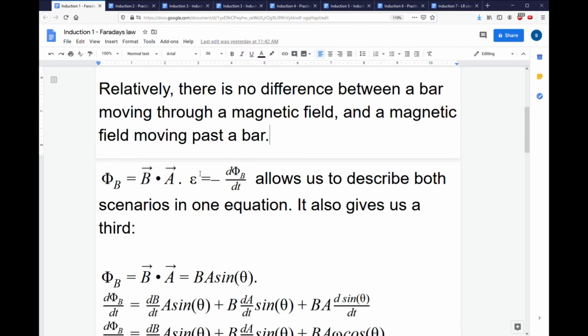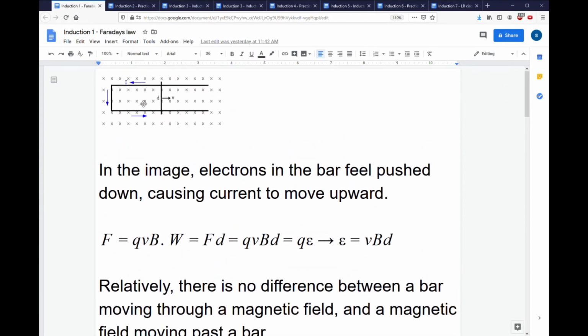And with a bit of math, we can see that the electromotive force is equal to the derivative of this magnetic flux with respect to time. There's a negative sign. I'll get into that in a few minutes. So magnetic flux is equal to B dot A. That dot product, again, depends on direction.